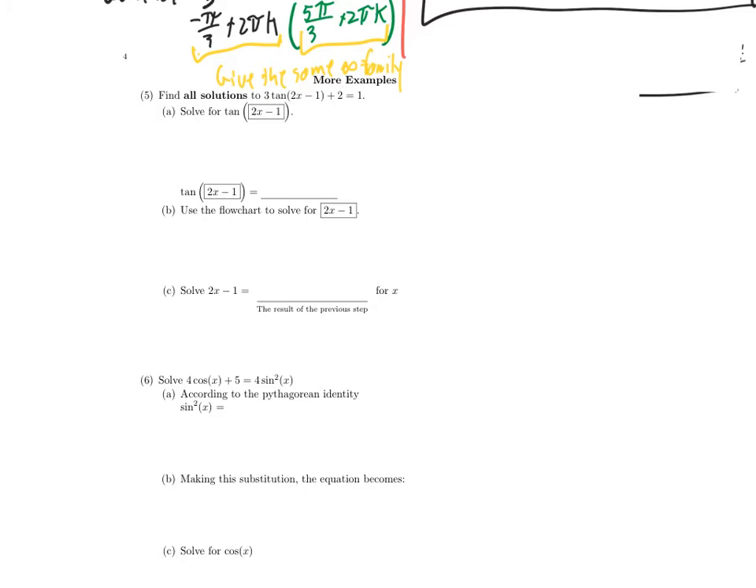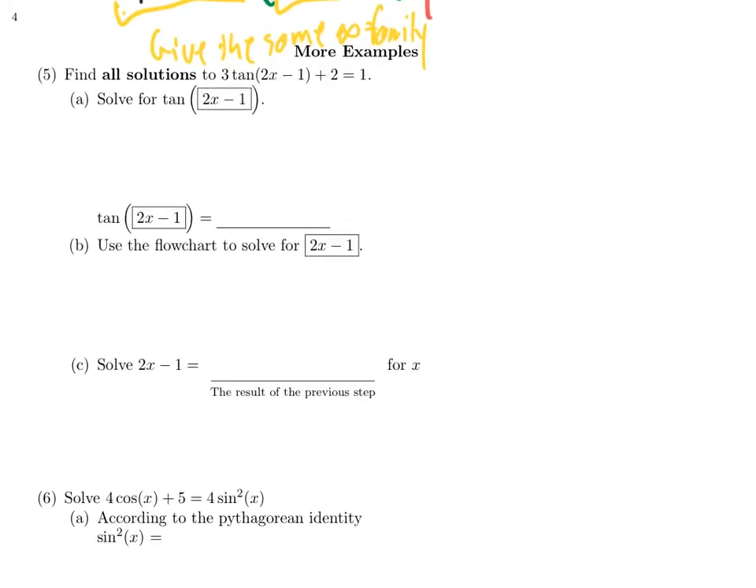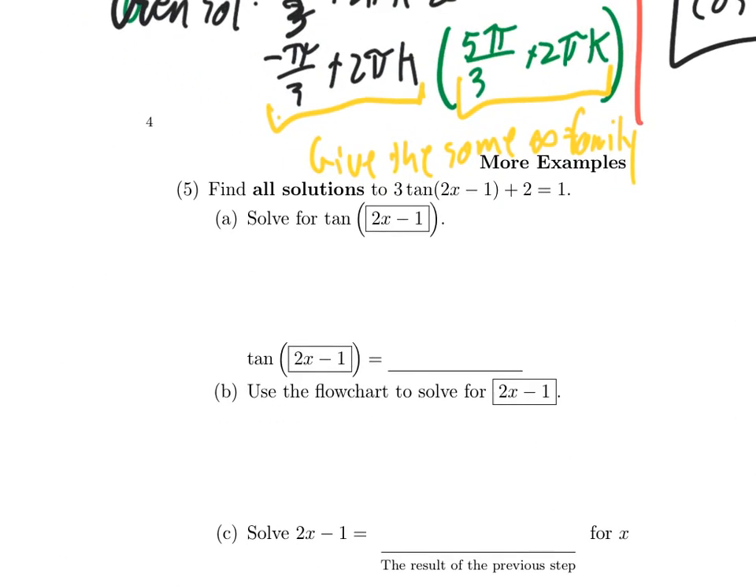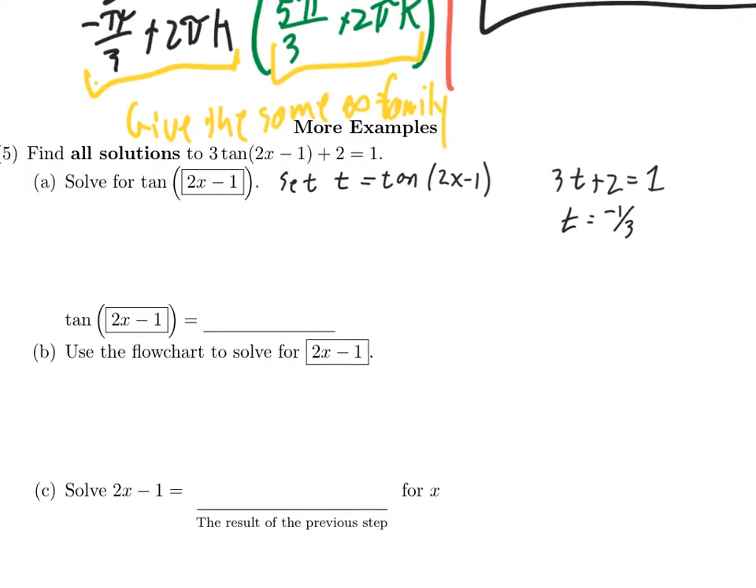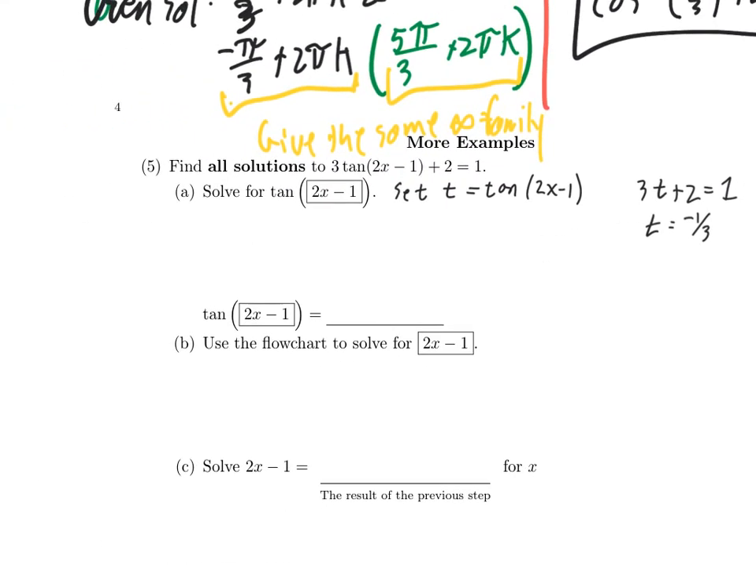So step 1, I'll solve for the tangent of 2x minus 1. And as I've done in the past couple, I'll set t equal to the tangent of 2x minus 1. That will give me 3t plus 2 equals 1. So t is equal to, subtract 2 from both sides, you get minus 1, divide by 3, negative 1 over 3. So tangent of 2x minus 1 must be negative 1 over 3.